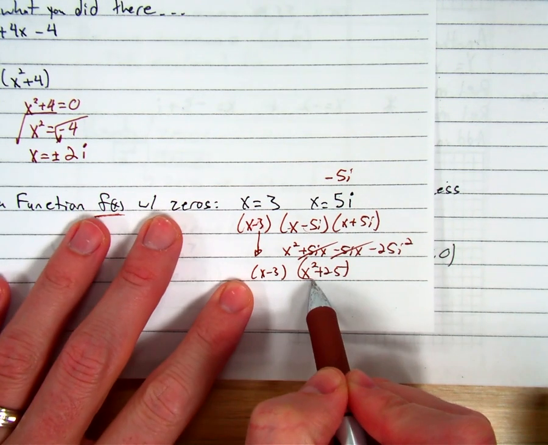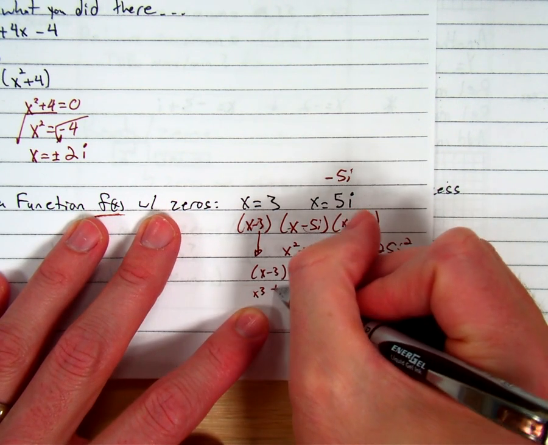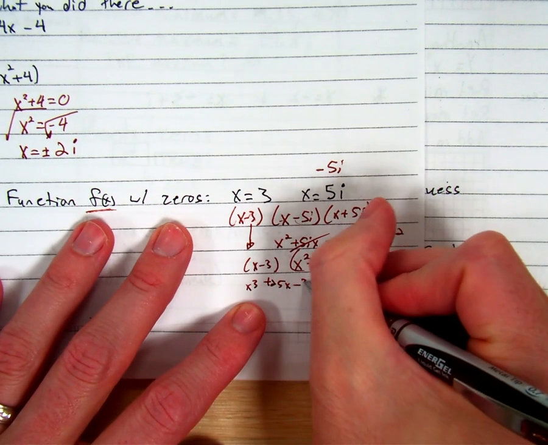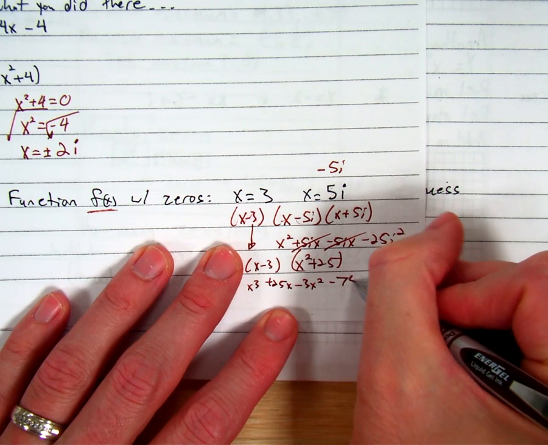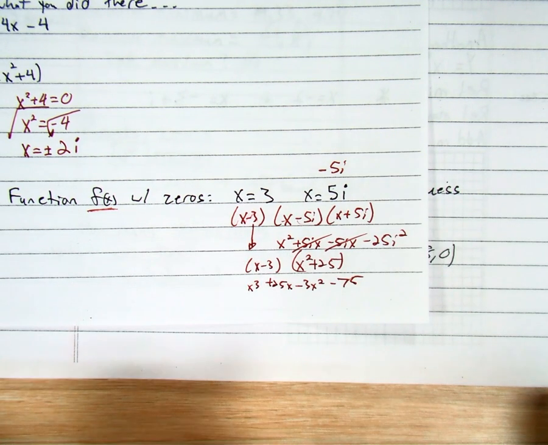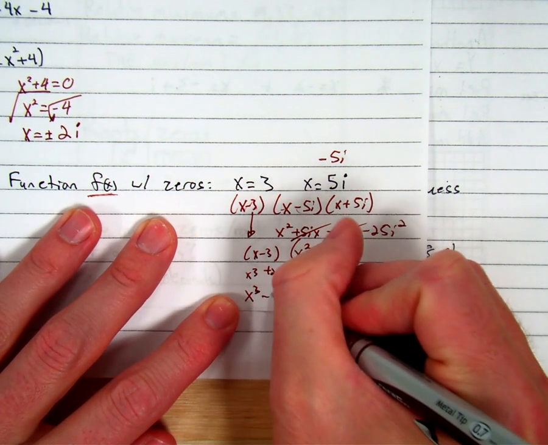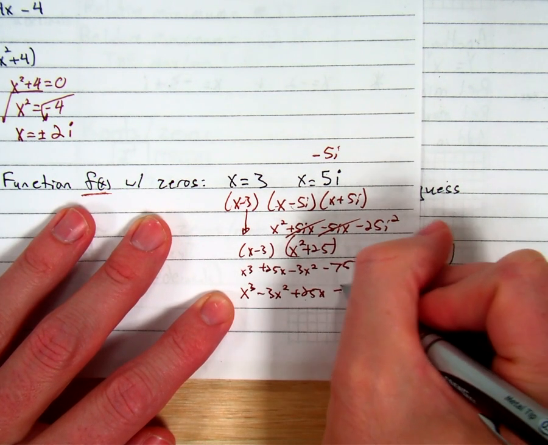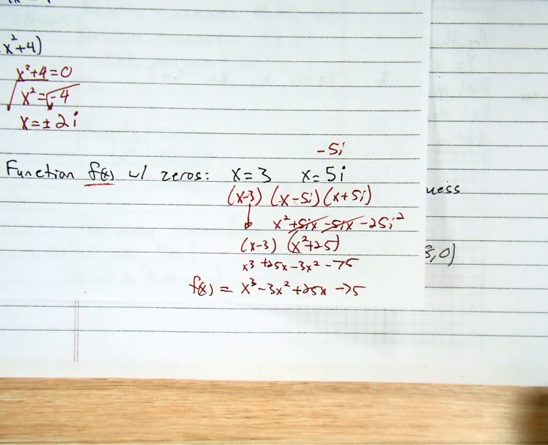X times x squared, see the x to the third, x times 25, 25x. Negative 3 times x squared, we got minus 3x squared. Negative 3 times 25, we got minus 75. Okay, let's clean it up and put it in the right order. X to the third, minus 3x squared, plus 25x, minus 75. And don't forget to put your f of x equals.